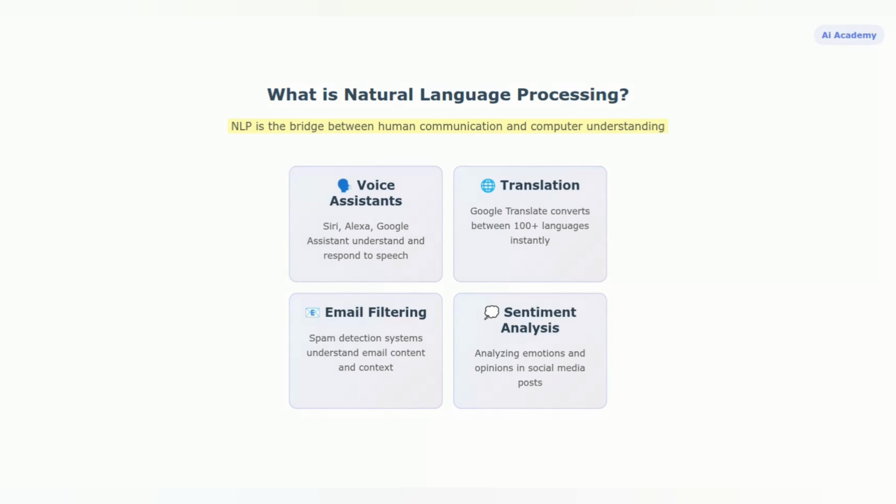Humans speak in complex, nuanced ways. We use slang, idioms, context, and emotions. NLP helps computers navigate this complexity. Some everyday examples of NLP in action include email spam filters that understand whether an email is legitimate or spam, sentiment analysis that determines if a tweet is positive or negative, autocorrect that fixes your typing mistakes, and voice assistants that convert your speech to text and understand your commands.